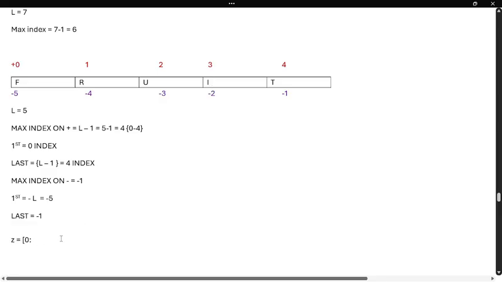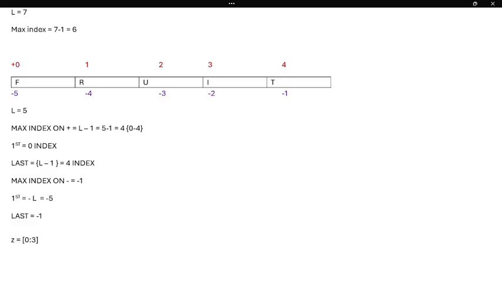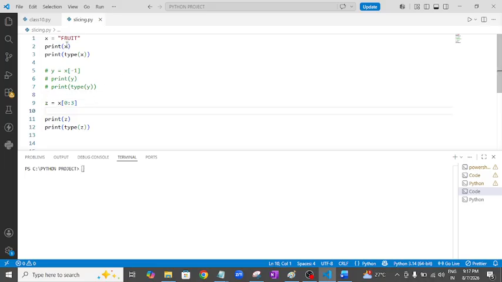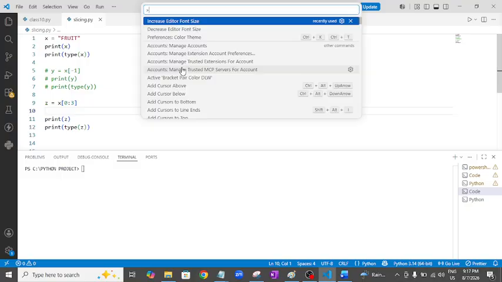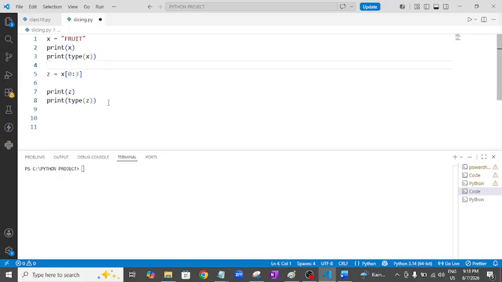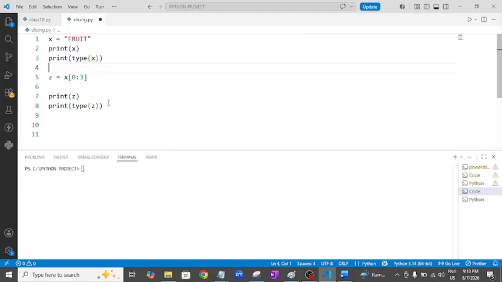Can I put 3 here? Let me show. You want to take from the first index. Let me, for the time being, remove this so that you are able to understand.